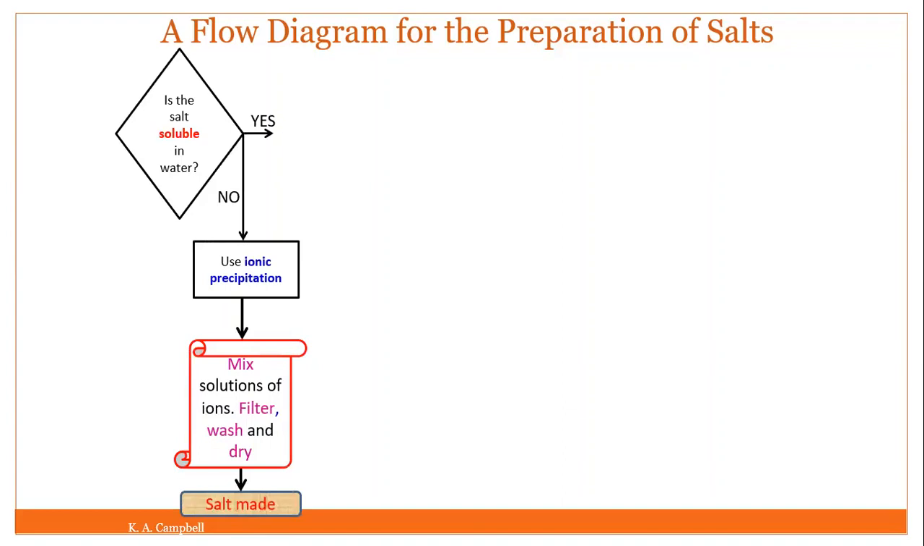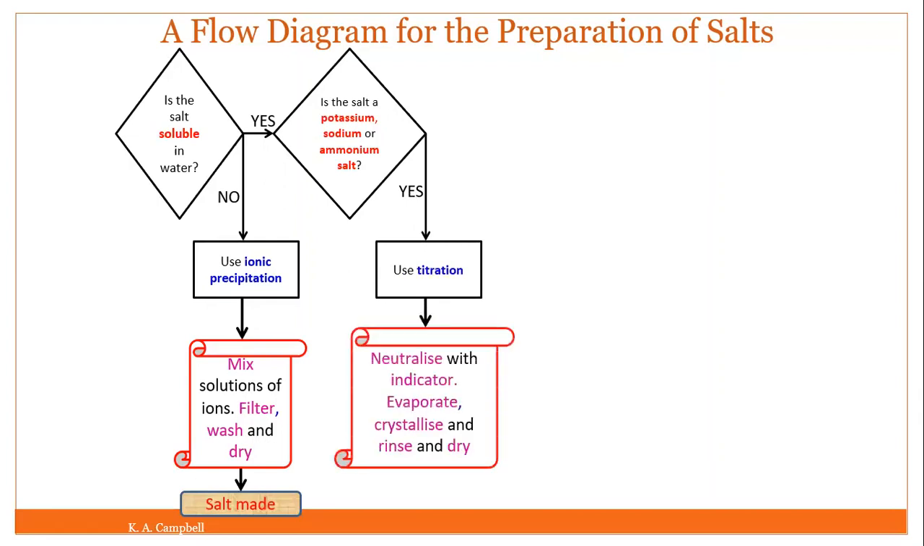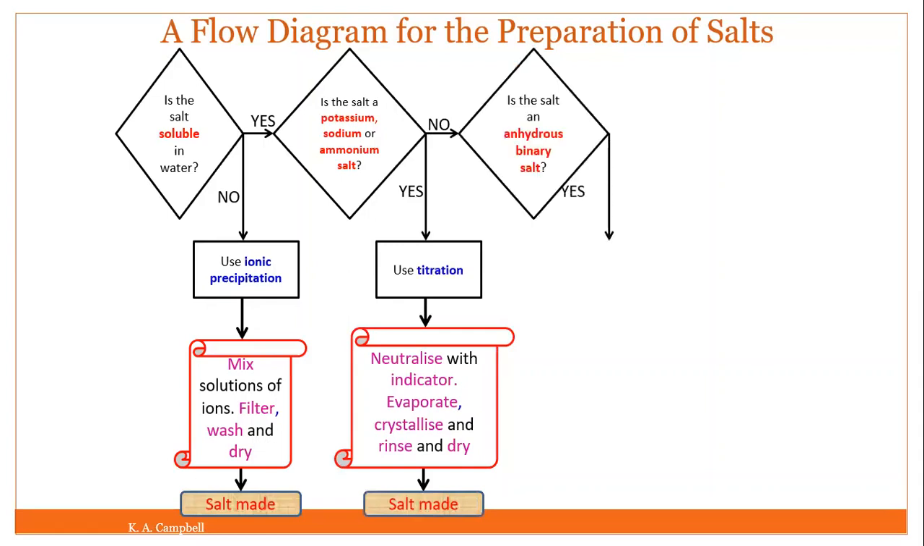If the salt is soluble, yes, the salt is soluble, you ask yourself, is it a potassium, sodium, or ammonium salt? Yes, it's one of those. Then you're going to use titration. For titration, you're going to react an acid plus a base to give you your salt. Your salt is made. If no, it's not a sodium or potassium or ammonium salt, then you ask yourself another question.